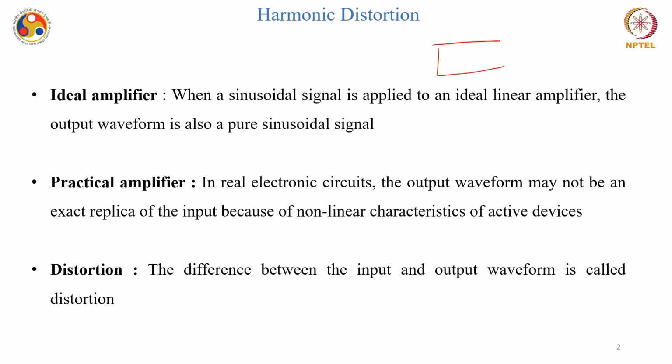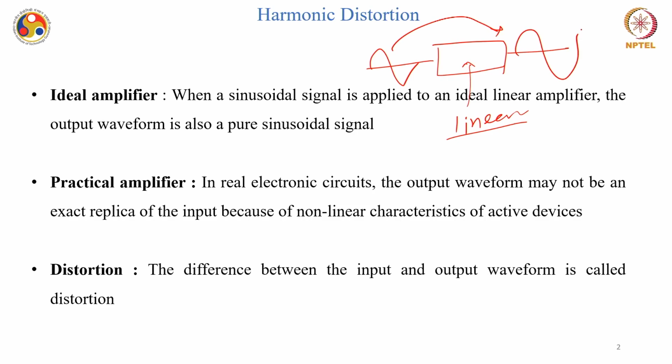If you talk about any ideal amplifier, say I have an ideal amplifier and a sinusoidal input, and the characteristic of this ideal amplifier is linear, the output is expected to be sinusoidal only. If I feed a sinusoidal signal to this ideal amplifier, it can have certain gain, but it will be sinusoidal only. But if you see the practical amplifiers, we have a lot of distortion in the output.